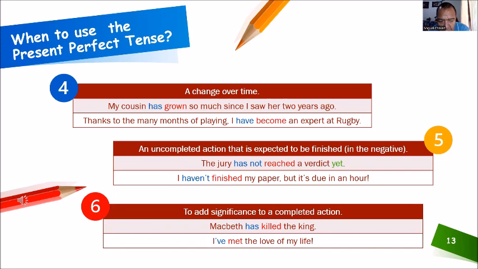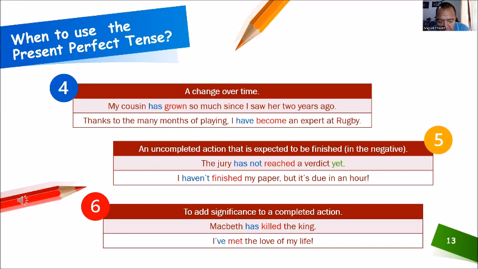If an action started in the past but was not completed, you can describe it in the present perfect tense if it's likely to be completed in the future. This situation uses the negative form to show that the action is still unfinished and often uses the adverb yet. For instance, the jury has not reached a verdict yet. I haven't finished my paper, but it's due in an hour.